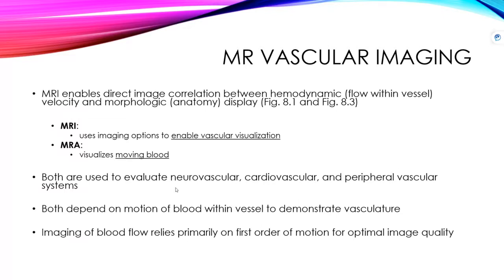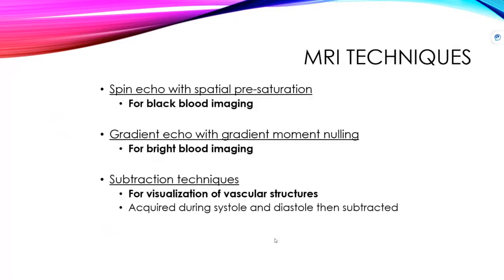And the imaging of blood is usually going to primarily rely on first order motion. That first order motion is that laminar flow for optimum image quality. Now, we know that most of our patients are not in optimal health, so we're not going to run into too many patients that have amazing first order motion of flow. But normally, in an ideal situation, we are going to be looking at first order motion as our optimal type of blood flow.